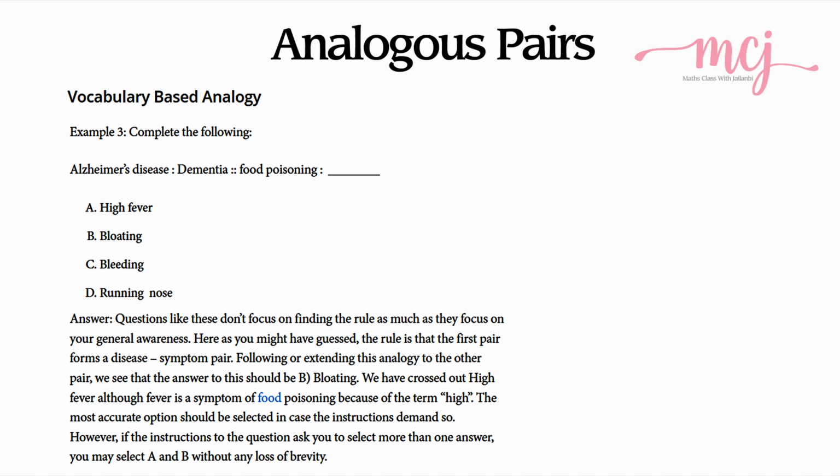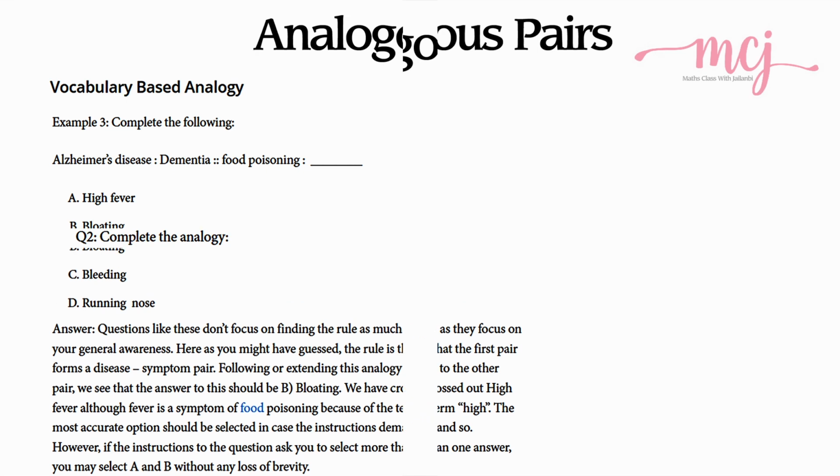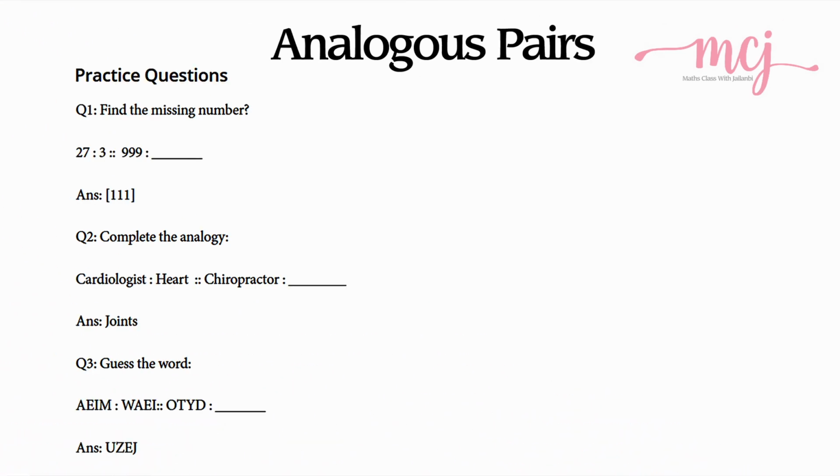However, if the instruction to the question asks you to select more than one answer, you may select A and B without any loss of brevity. Here we have some practice questions. You can find out the answers. Answers also is there. Let's just go through it.